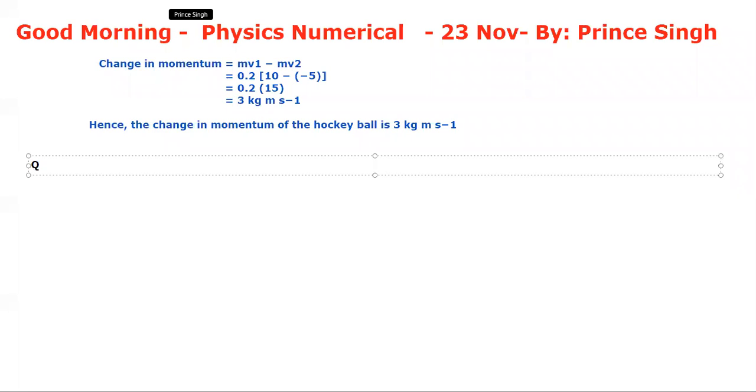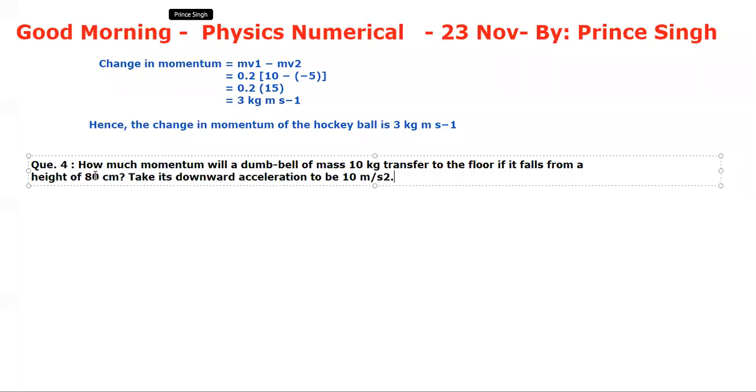Next, I think we have question number 4. So this is your question. How much momentum will a dumbbell of mass 10 kg transfer to the floor if it falls from height 80 centimeter? Take the downward acceleration as 10.